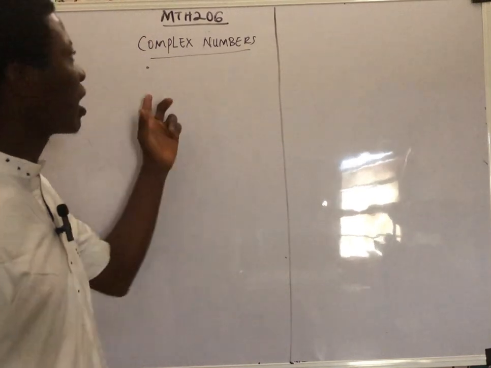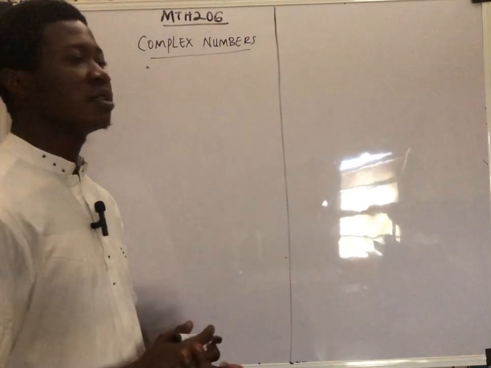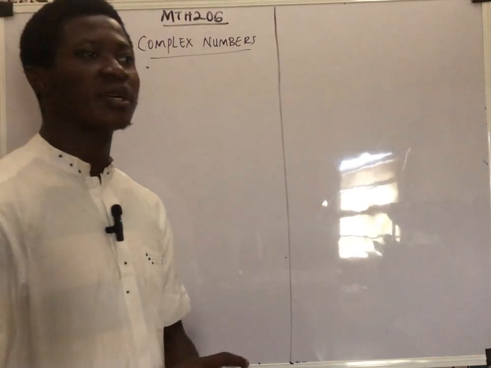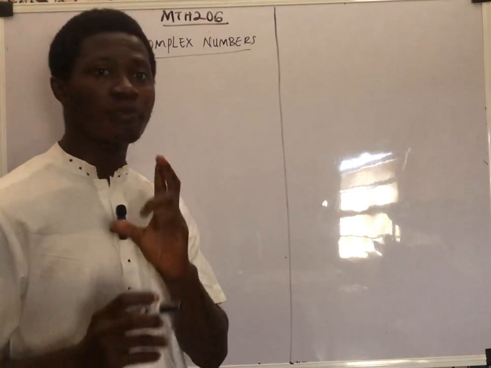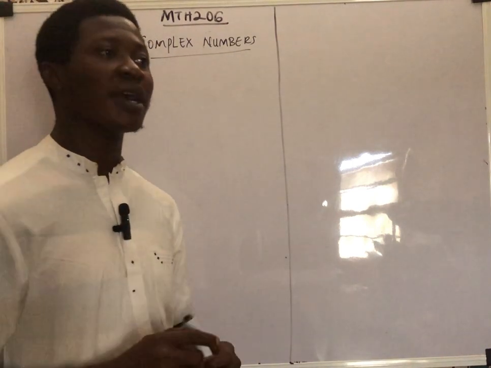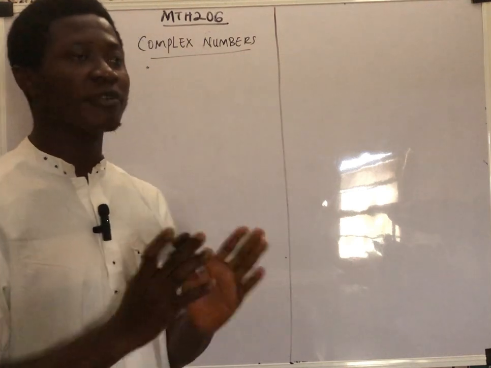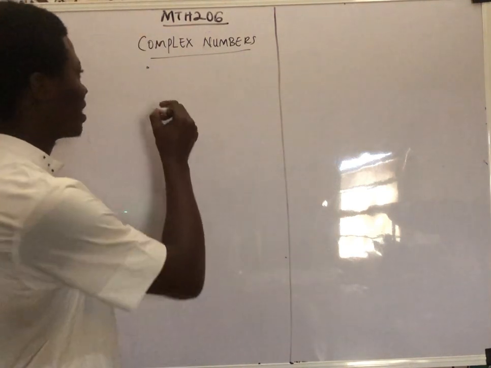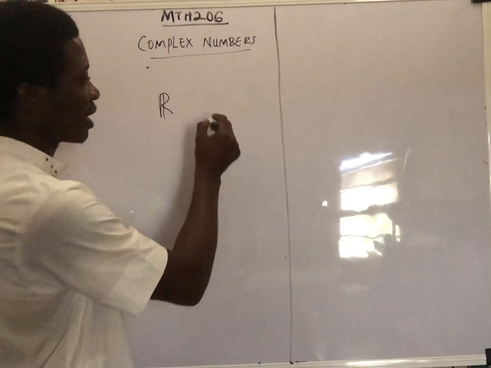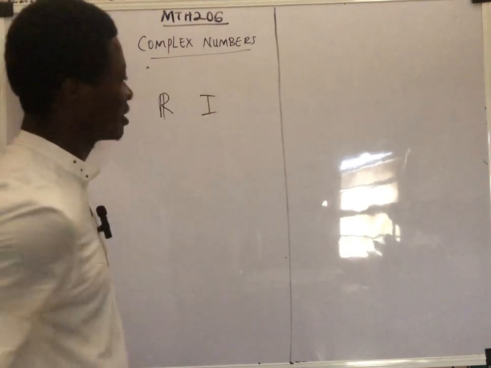On our board, we have complex numbers. The question is, what are complex numbers? Complex numbers are numbers that have two parts. It is a type of number that has the real part and the imaginary part.